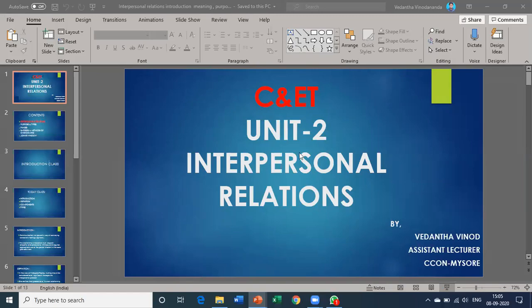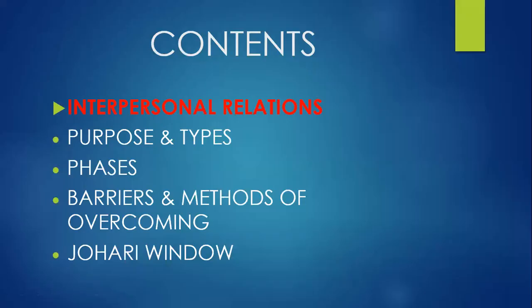The contents in interpersonal relations are: first, introduction, meaning and definition, purpose and types, and phases. Phases means stages, stages of IPR, interpersonal relation, and barriers and methods of overcoming the barriers, obstruction, and Johari window. These are all the contents in the second unit, interpersonal relations, in the subject of communication and educational technology, second year B.Sc nursing.